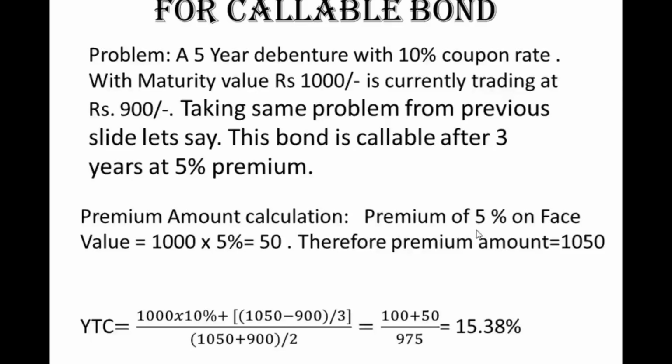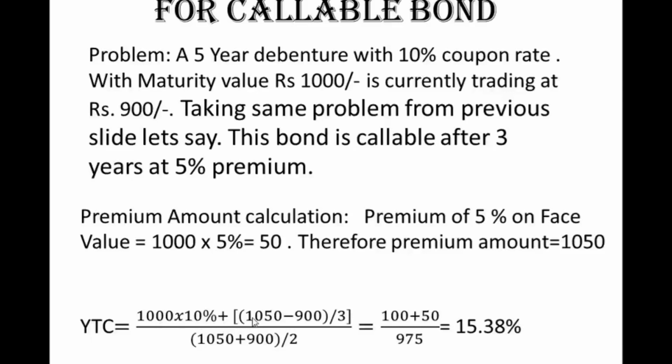So now let us calculate the premium first here. The premium will be calculated on what? The face value. The face value is nothing but the maturity value. So 1000 into 5% is equal to 50. Therefore the redemption amount is equal to 1050.